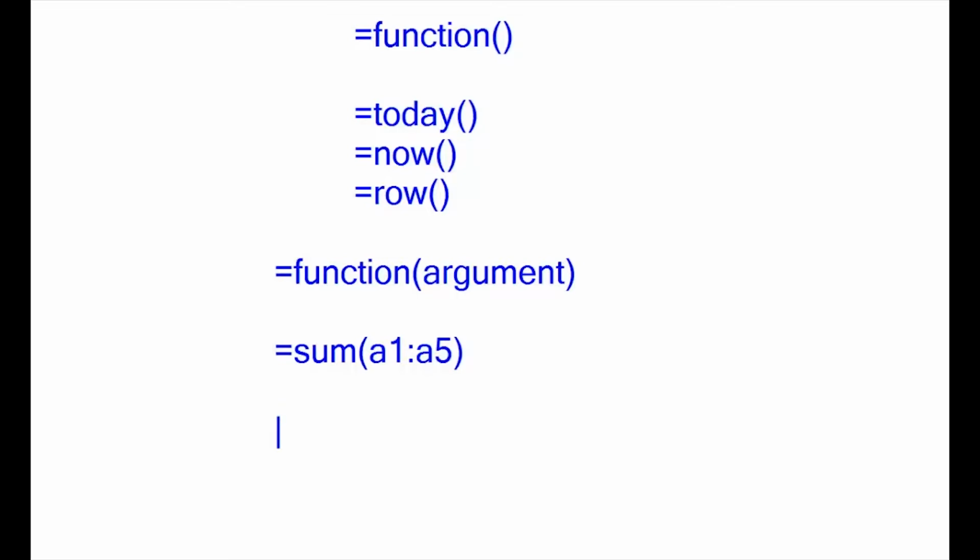Now the colon represents a range of cells. That's how we outline, define a range of cells. To the left of the colon is the upper left-hand corner of the range. To the right of the colon is the bottom right-hand corner of the range. So this formula says take A1 and add it to A2 to A3 to A4 to A5. Pretty simple, pretty straightforward.